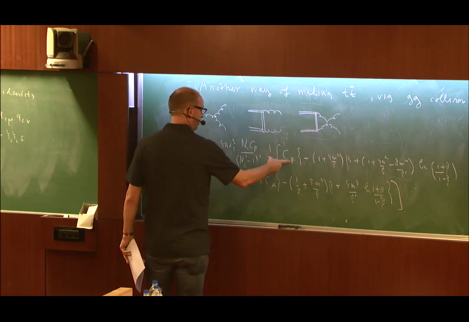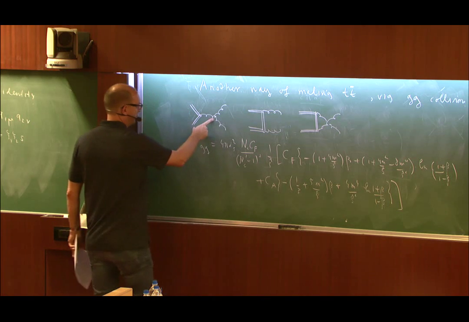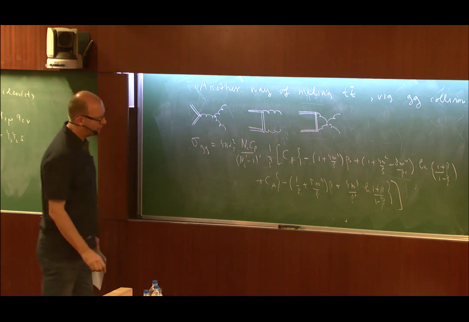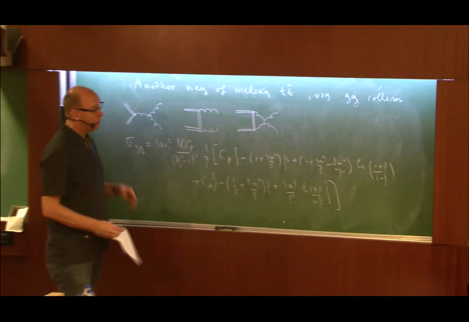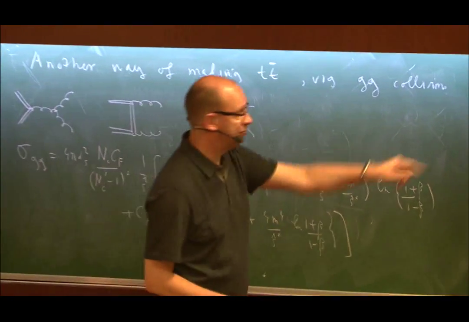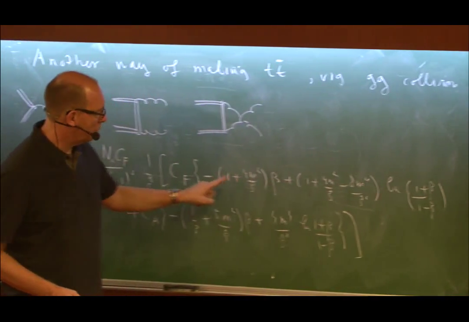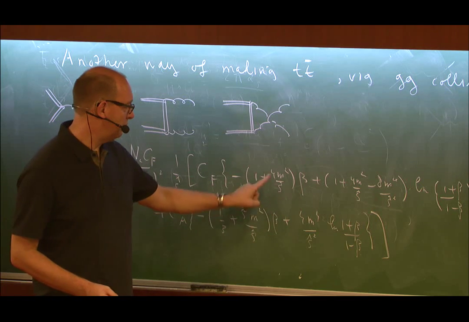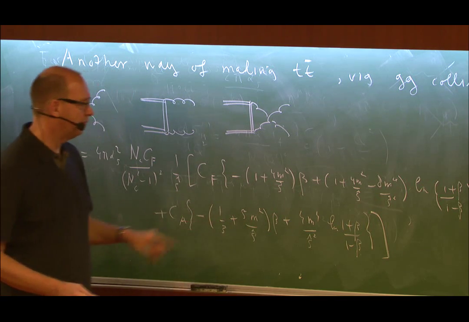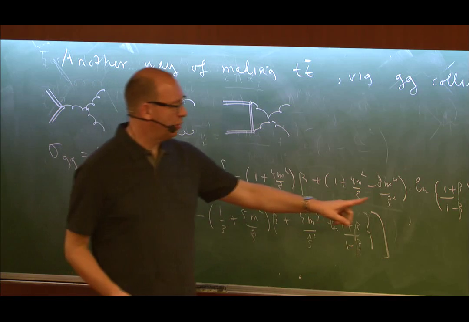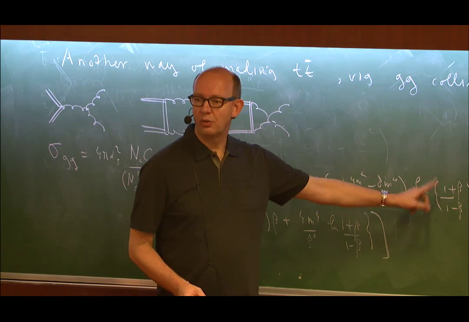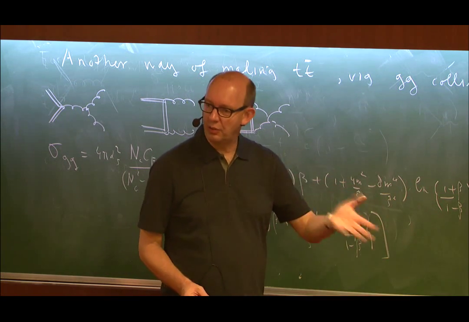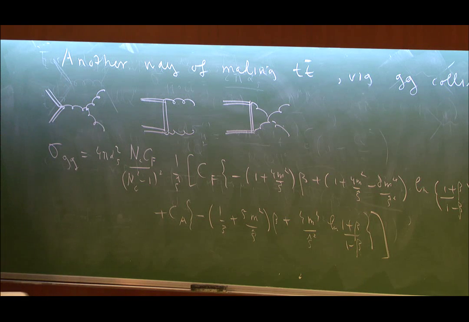Two color structures, a C_F and a C_A, and the C_A comes for large part from this diagram. You see, when beta goes to 0, when you go to threshold, certainly all terms proportional to beta go to 0, this term and this term. But also this, when beta goes to 0, this log goes to the log of 1, and you also get 0. So at threshold, the cross-section is 0.